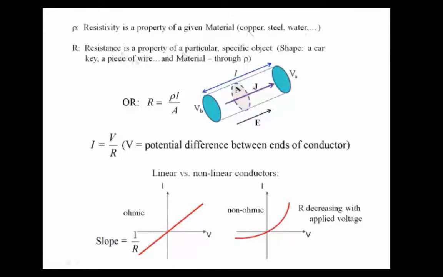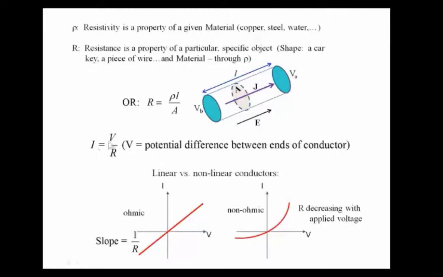Resistance is a property of a particular specific object. And what we're talking about is the shape. For example, a car key, a piece of wire, and it's dependent upon the material because you have the rho dependence of R. Here's R again. It's rho times L divided by A. And so you can see where A and L are properties of the geometry of the object, and rho, of course, is dependent upon what kind of material it is.